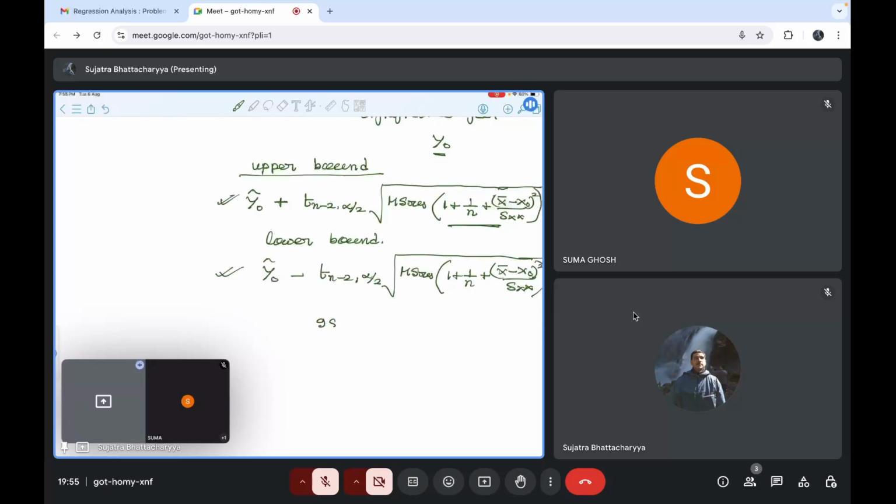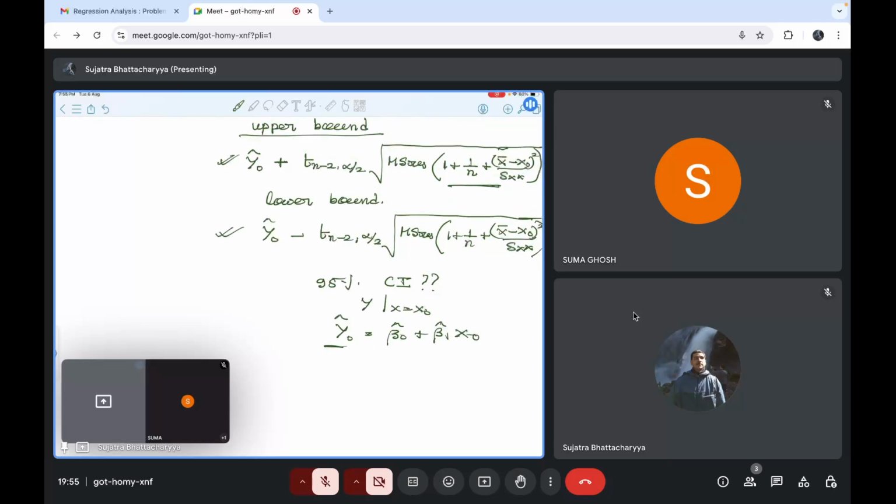For a 95% confidence interval of the new observation y at x equal to x naught, we can find an estimator, that is y naught hat, which is beta naught hat plus beta 1 hat x naught. We can find this based on whatever estimates we have. For our case it was t 3, 0.025. This is done because 95% means 5% significance, which can be written as 0.025 on each side because it's a symmetric distribution. Once this is done, MS residual you can calculate. We have seen n, x bar minus x naught you can calculate, and Sxx is also known. So everything is known, and the upper bound and lower bound can be easily calculated.